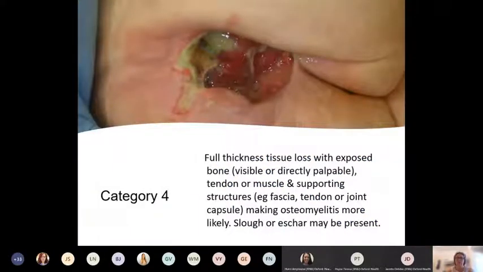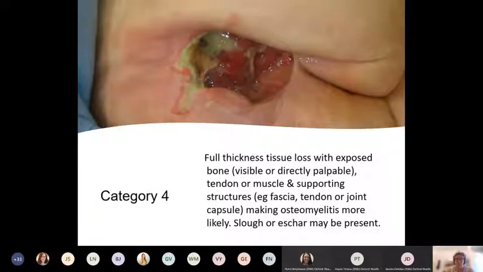Category 4 is full thickness tissue loss, where you are down to bone. You may not be able to see it. It may be a case of you can feel it directly. So sometimes on people who've lost a lot of weight with a pressure ulcer on the sacrum, you can really clearly feel the wound bed and you can see a little bit of flesh over it, but actually it's not even a millimetre thick. You can feel the bone there. That would be a category 4.